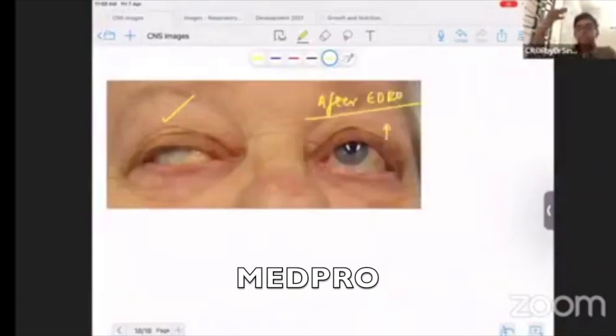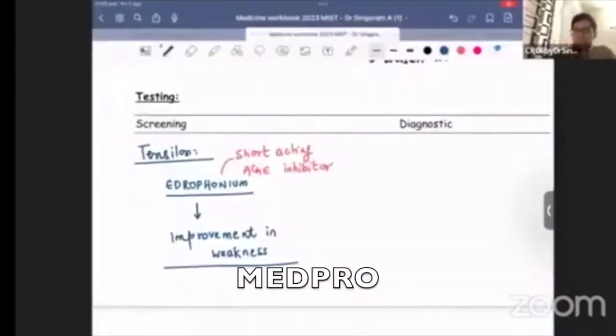The eyelid is elevating. Are you able to understand this? That is what we call a response. The improvement in the weakness is happening. So how do you think edrophonium will cause improvement in the weakness in this particular condition? Or in other words, how do you think an acetylcholinesterase inhibitor will cause improvement in the weakness? Any comment?